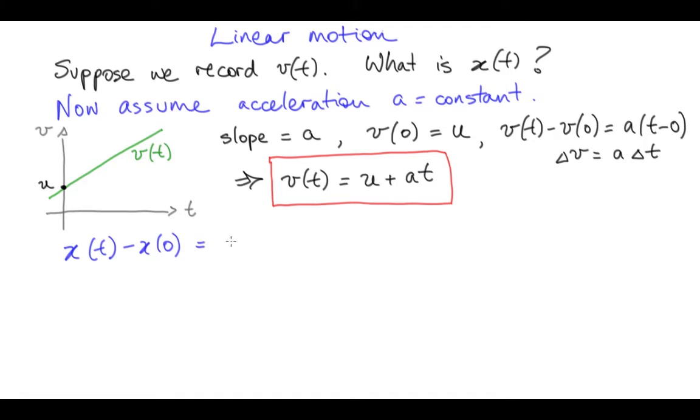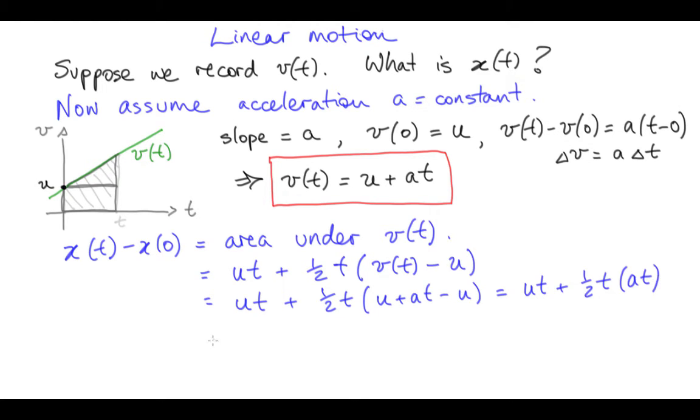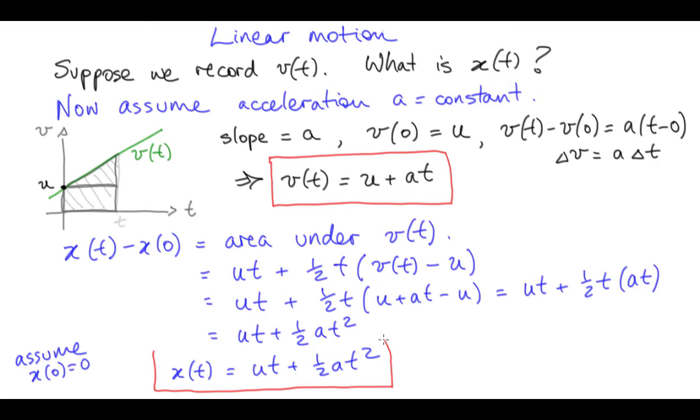Now what about the displacement? We know delta x is the area under the velocity curve, so we can break up that region into a rectangle with height u and width t, which has area u times t, and then a right-angled triangle with height v minus u and width t. So that has area 1/2 t times v minus u. After some algebra, we get that x of t is ut plus half at squared.